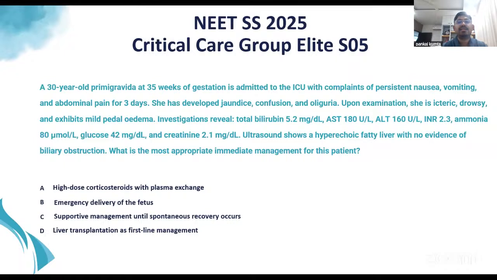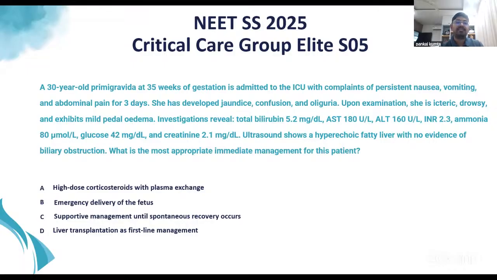So coming to the next patient, here is a 30-year-old primigravida, 35 weeks of gestation, admitted to the ICU with complaints of persistent nausea, vomiting, and abdominal pain for 3 days. She has developed jaundice, confusion, and oliguria. Upon examination, the patient is icteric, drowsy, and exhibits pedal edema. Investigations: high bilirubin 5.2, AST and ALT raised at 180 and 160, INR is 2.3, ammonia is raised at 80, glucose is low, and creatinine is also raised at 2.1. Ultrasound shows a hyperechoic fatty liver with no evidence of biliary obstruction. So what would be the most immediate management?